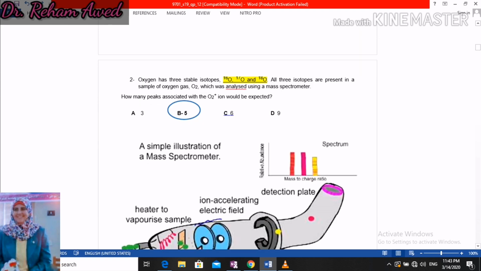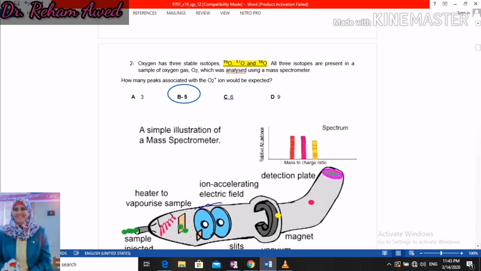Question 2. Oxygen has 3 stable isotopes: oxygen 16, oxygen 17, and oxygen 18. All three isotopes are present in a sample of oxygen, O2, which is analyzed using a mass spectrometer.